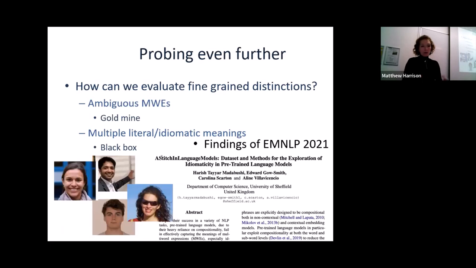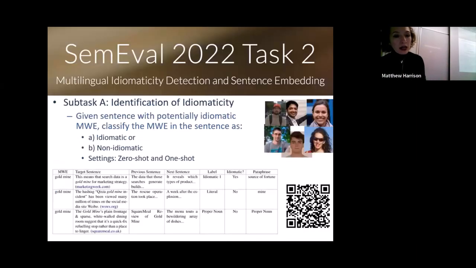And since then, we investigated even further these cases, for example, looking at fine-grained senses for each of these expressions. So something like gold mine, for example, not only as a literal gold mine where you remove minerals, but as a very profitable business, or as a gold mine like a movie, for example. So some of these can have different senses. Some of the idiomatic senses may be polysemic, and the same for the literal ones. And we proposed a shared task in SemEval 2022, task number two, with two subtasks.